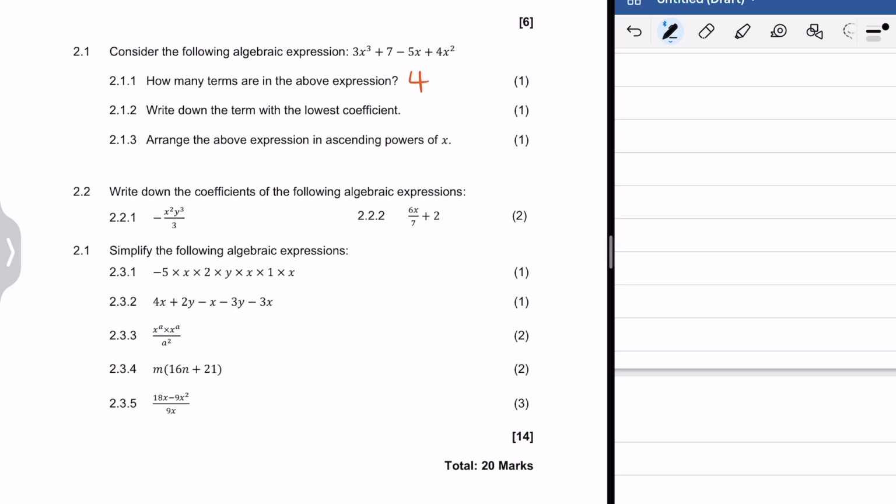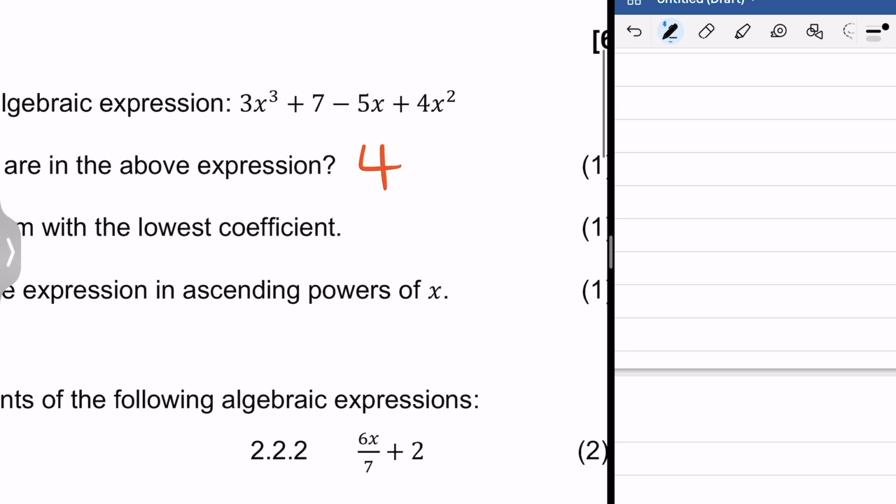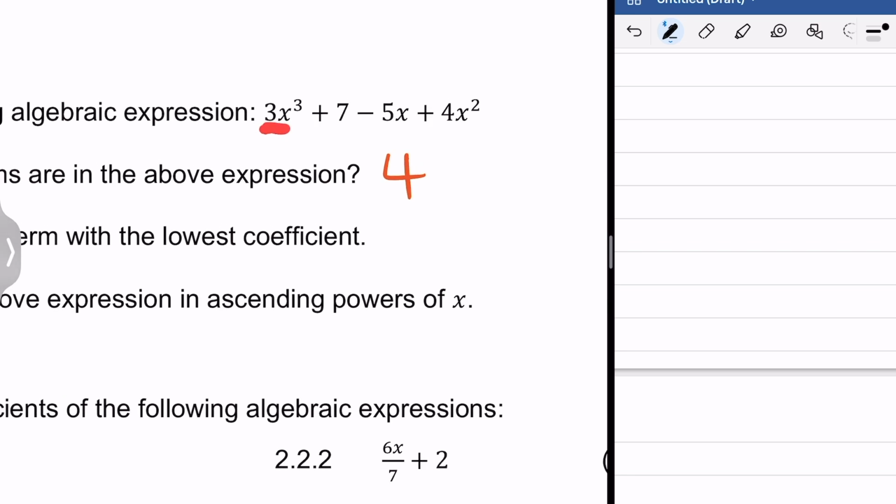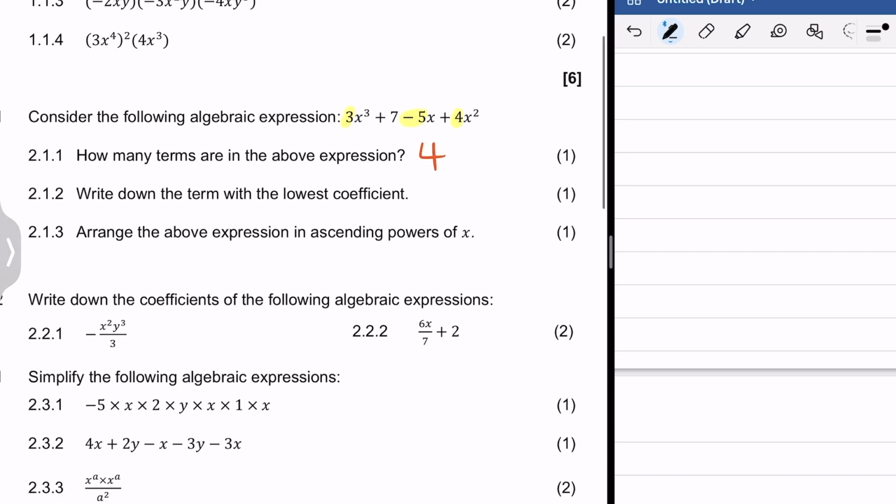2.1.2, write down the term with the lowest coefficient. So the term with the lowest coefficient here is, well, if we can just zoom in here, the terms with the coefficients, first of all, is this one, and that one. 7 is not a coefficient, it's a constant. So if I look at the coefficients, I have 3 as a coefficient, I've got -5 as a coefficient, and I've got 4. So if I look at it in that way, the lowest coefficient here out of 3, -5, and 4 obviously is -5, because -5 is a negative number. It is smaller than 3 or 4, and that is why my coefficient then is -5.